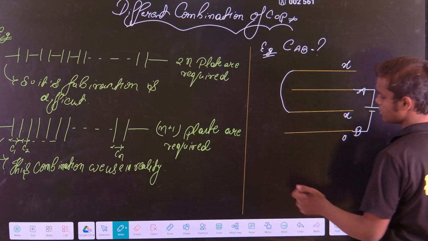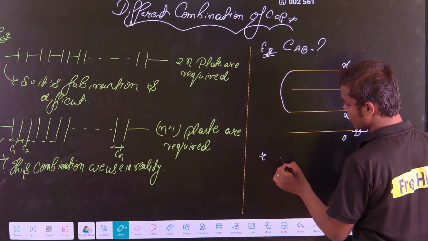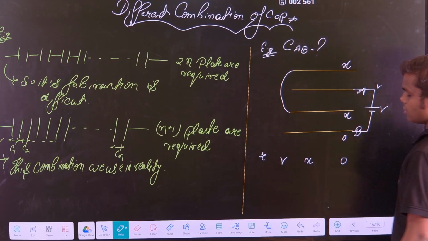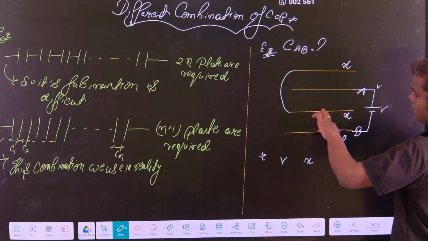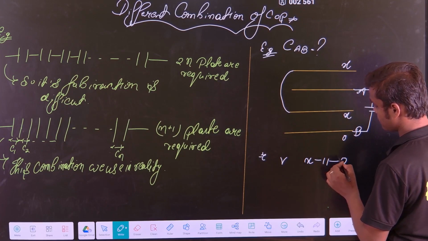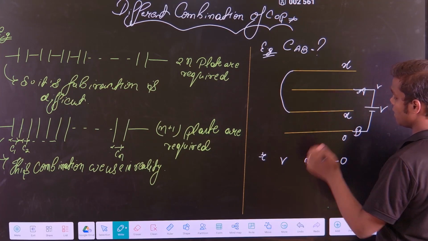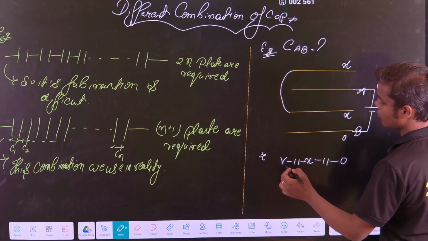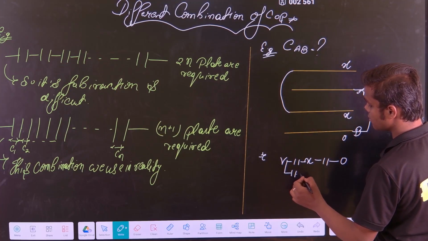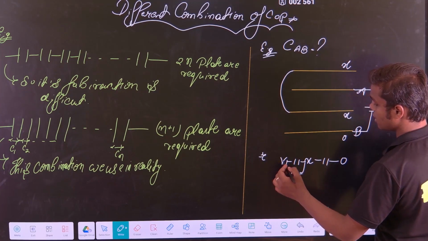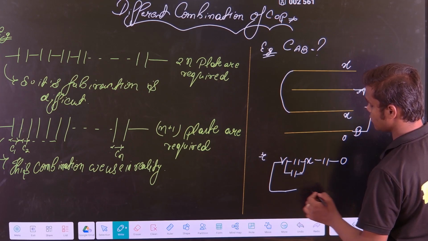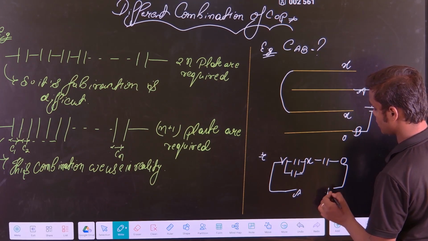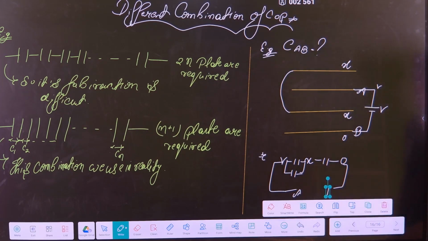Now draw the circuit. We have 3 points, V, X and 0, correct? Between X and 0 we have one capacitor. Between X and V we have another capacitor. Between X and B we have one more capacitor, correct? And finally this is connected to a battery. This point is A and this point is B. Can you solve this? Yes.